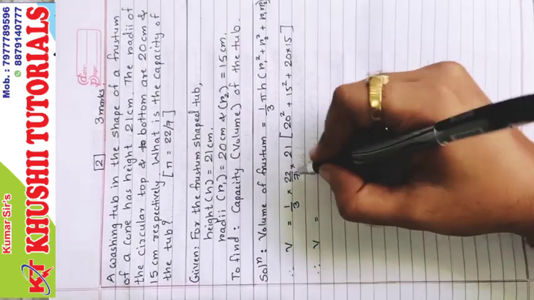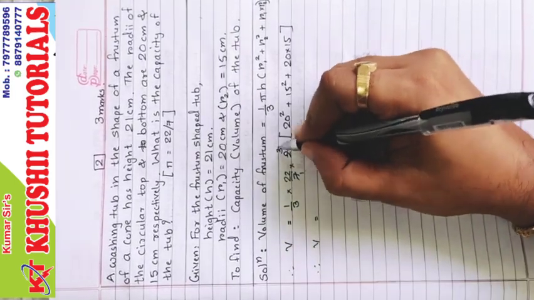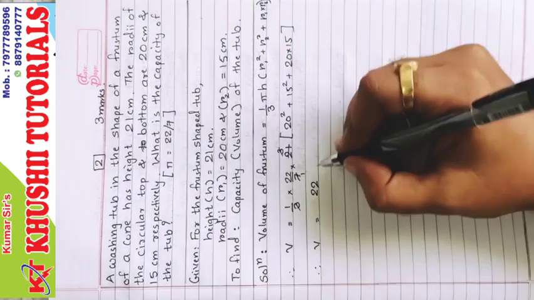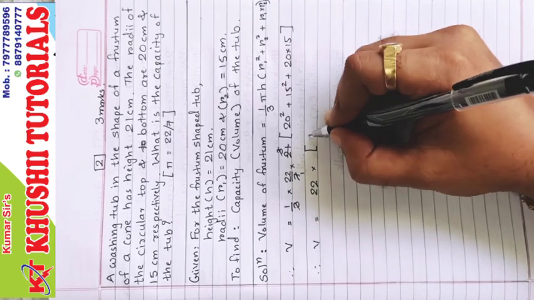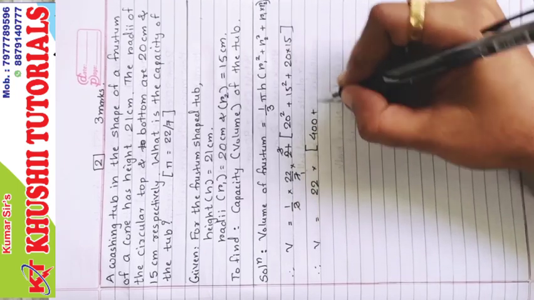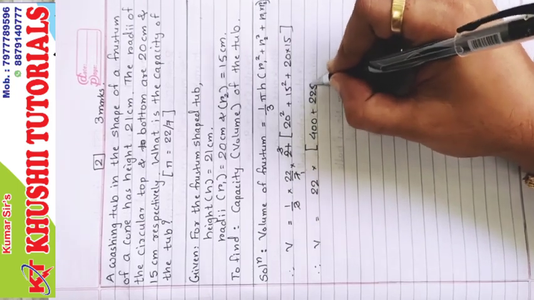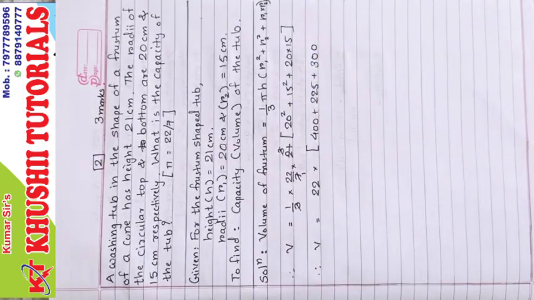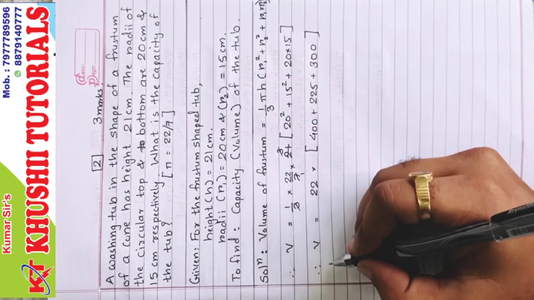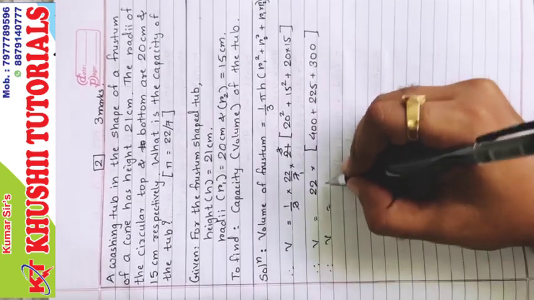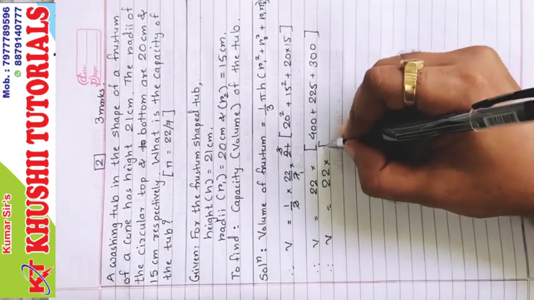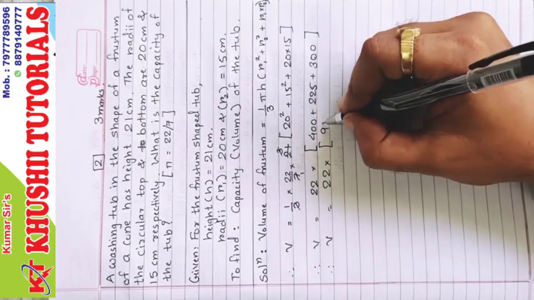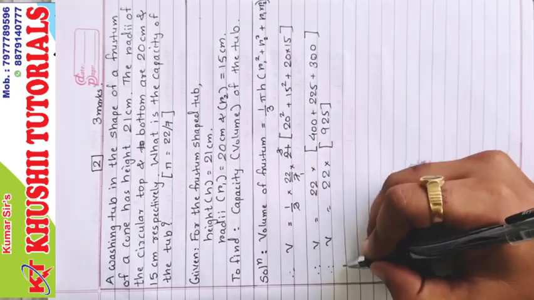V. 7 ones are 7, 7 threes are 21, 3 got cancelled. So we have only 22 left. Now 20 square is 400, 15 square is 225, 15 twos are 30, so 300. So V equal to 22 into 300 and 400, 700, and 925, 925.